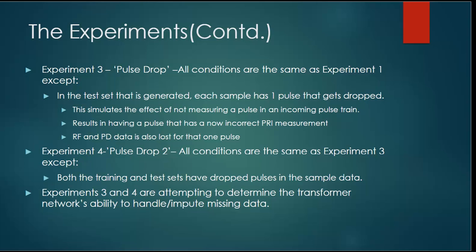And then finally, we have experiment 4, which is pulse drop 2. All the conditions are the same as in experiment 3. But in this case, both the training and test sets have dropped pulses. So the transformer network is being trained with dropped pulses, to make a determination as to whether or not the network needs to see this in training in order for it to be able to manage seeing that in test.